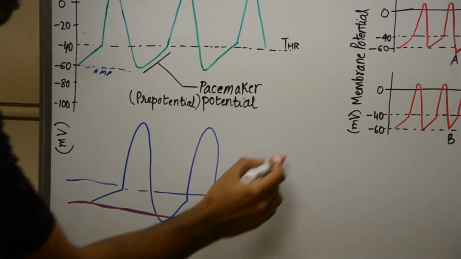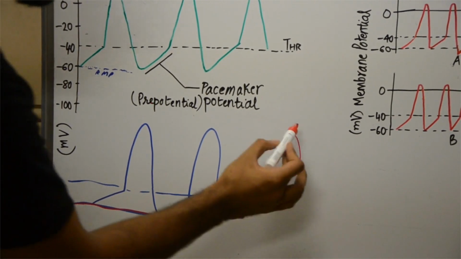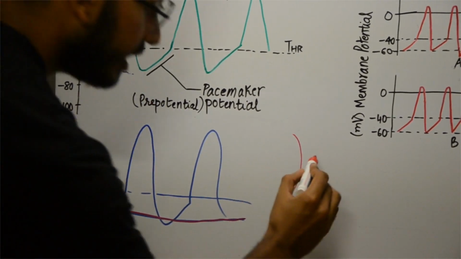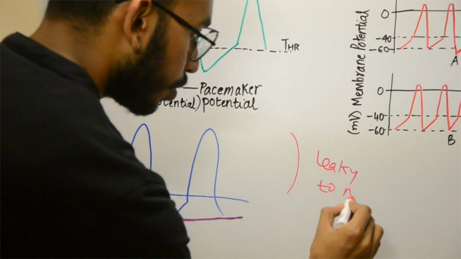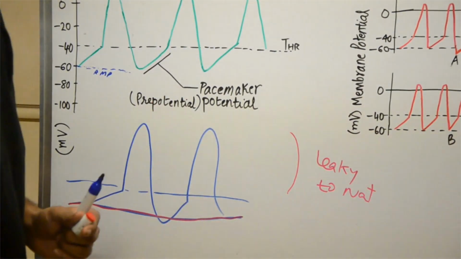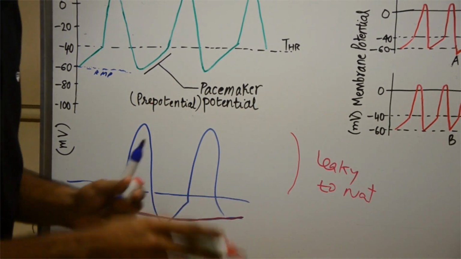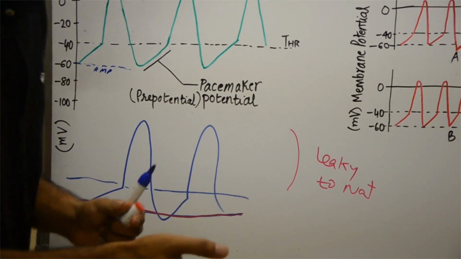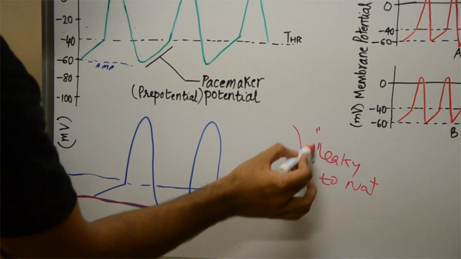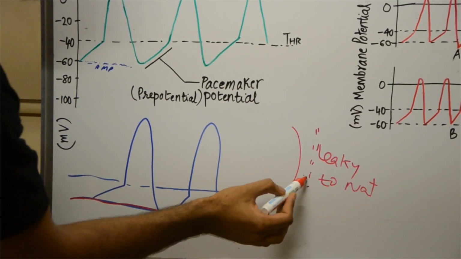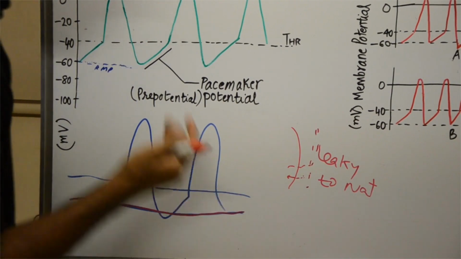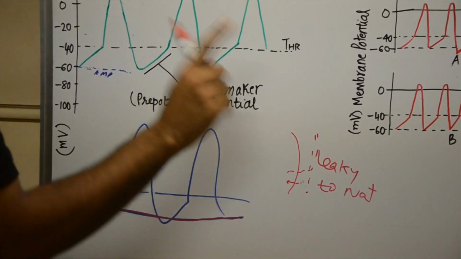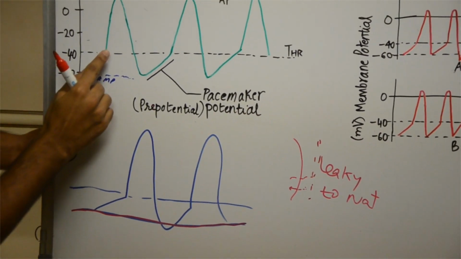Now what happens is that the plasma membrane or the membrane of the fibers of the SA node, they are leaky to sodium. Now we know sodium is the main cation of extracellular fluid. So sodium is present here outside the cell membrane. Sodium slowly moves in. So since sodium slowly moves in, the potential rises towards the positive value. So there is a slow rise.